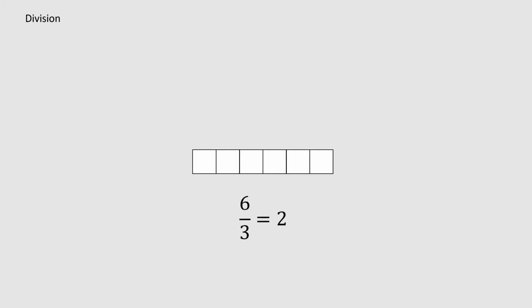Division is tied to the idea of splitting a number up into some number of equal groups and taking the size of each group. For example, when you divide 6 into 3 groups, each group ends up having a size of 2. And just like how subtraction is the inverse of addition, division is the inverse of multiplication.